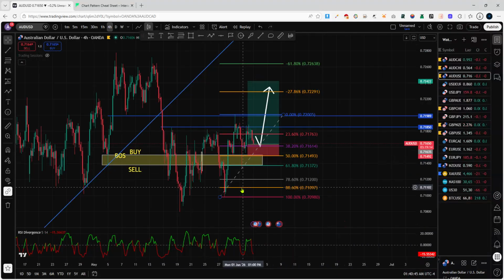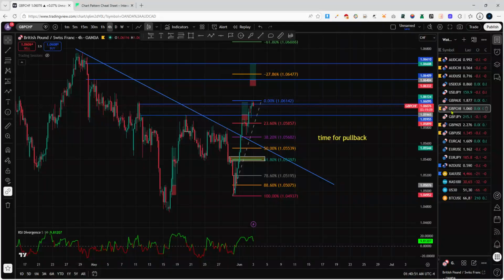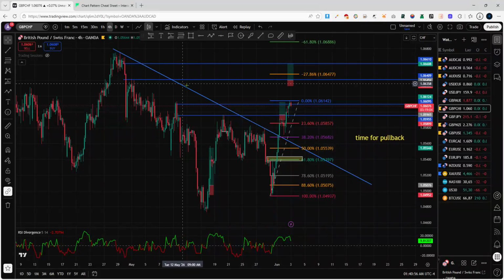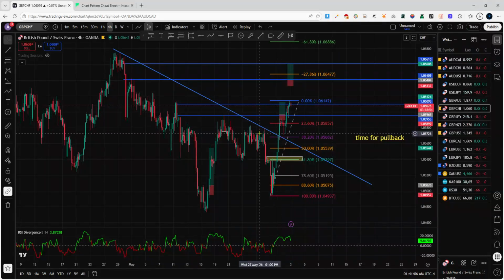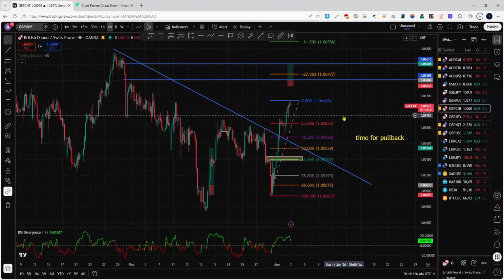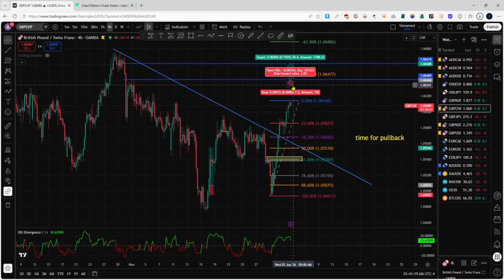All right, so if I look at GBP Swiss franc, as you can see here, in the last video I did Sunday, this was the trade. I didn't take this trade because the European bank was closed. We didn't have a lot of volume, but it was a winning trade. So basically, this is another zone. If price gets to here, it's a good trade.